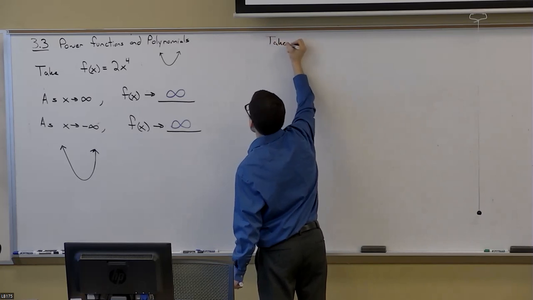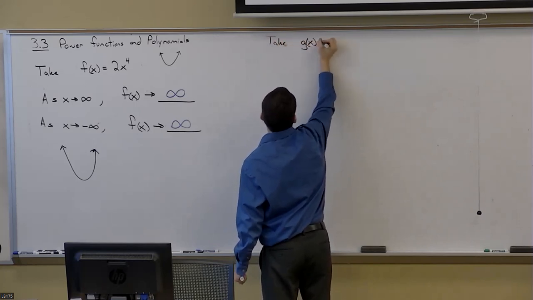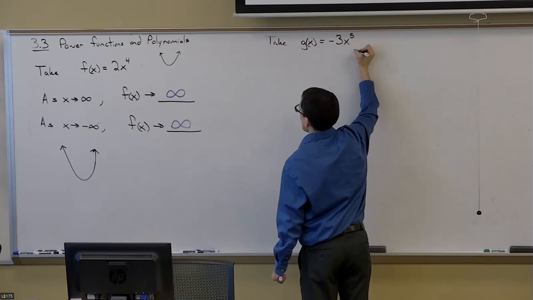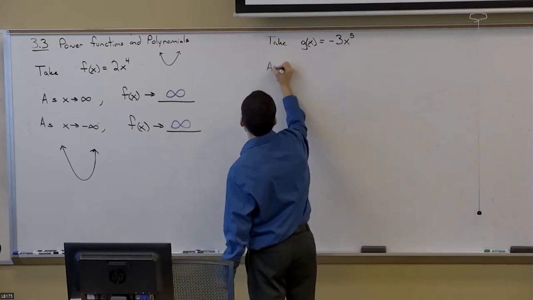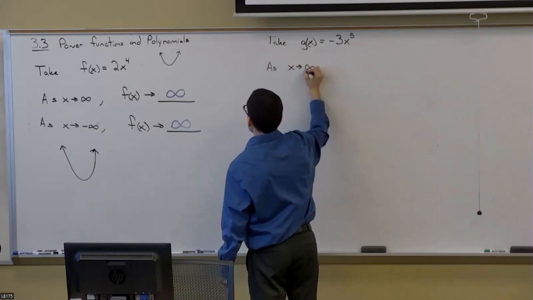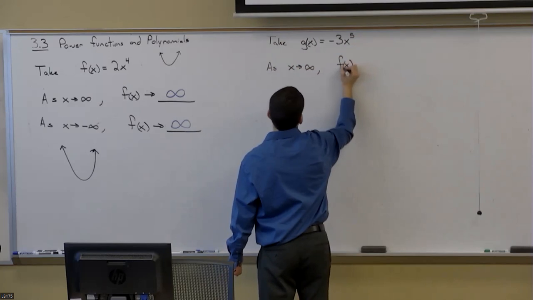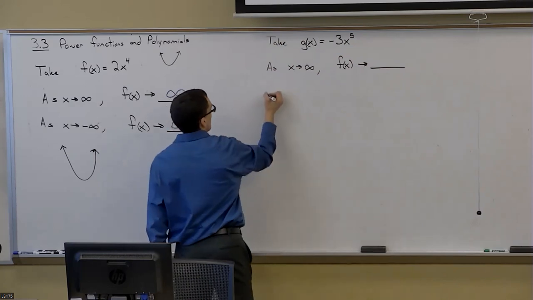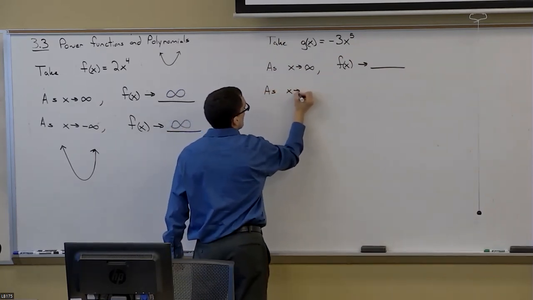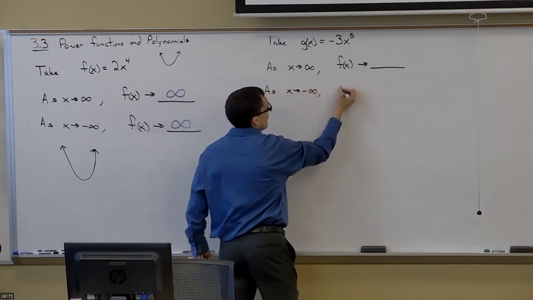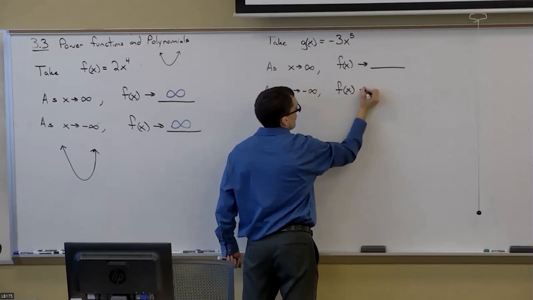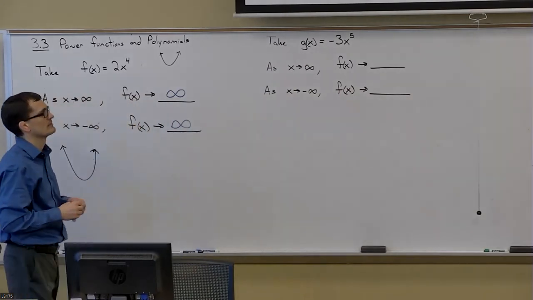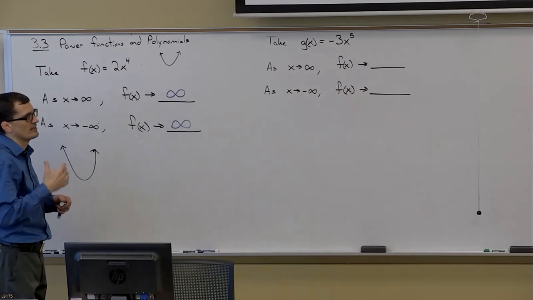Let's take, I'll call it g of x equals negative 3 times x to the 5th power, and ask the same question. As x goes to infinity, what does the function value or the output value or the y value go to? And then say, as x goes to negative infinity, what does the output value or the y value or the function value go to? I want you to try to think through that on your own.